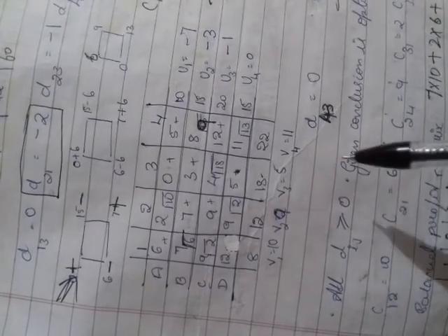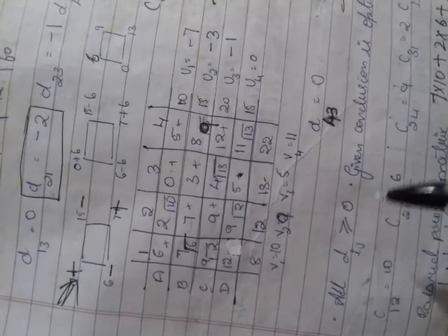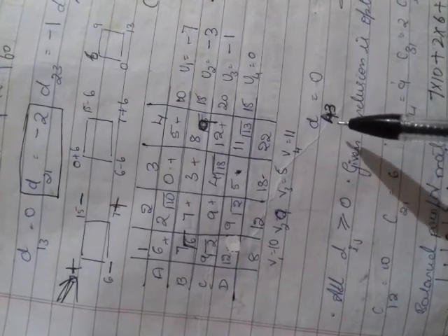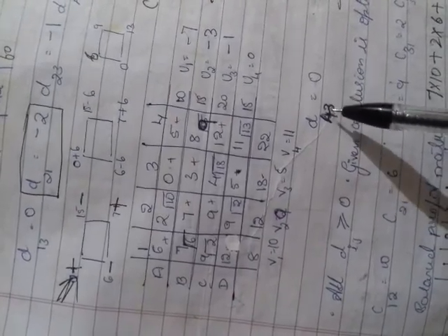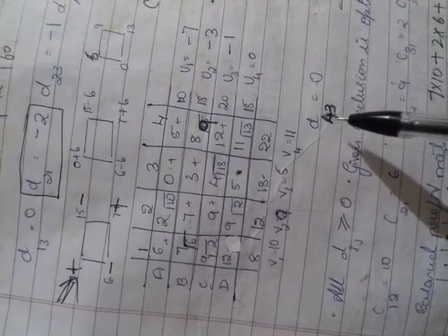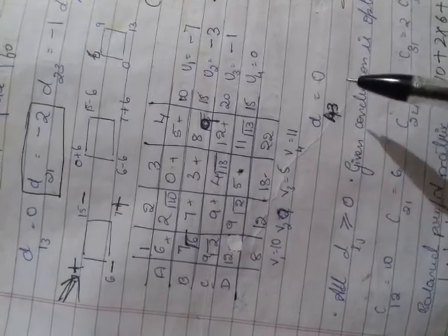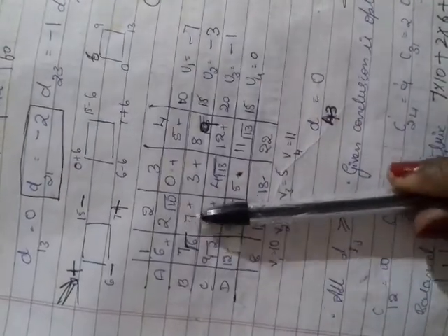Then you find out Dij. In this table, all Dij are greater than or equal to 0. You won't get any negative values. Only one value you will get, D43 is 0. And if you form a loop for D43, you will get the same answer. So no need to bother about D43, you just leave it. All other values are positive, no? So this table is your optimum table.